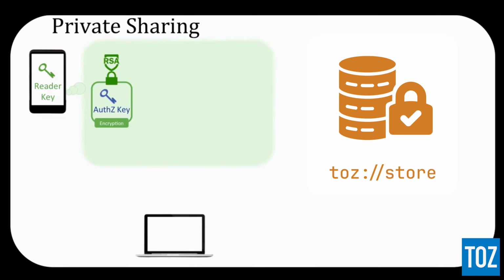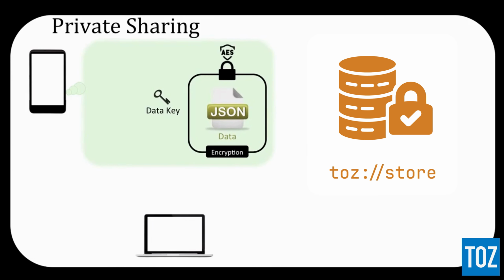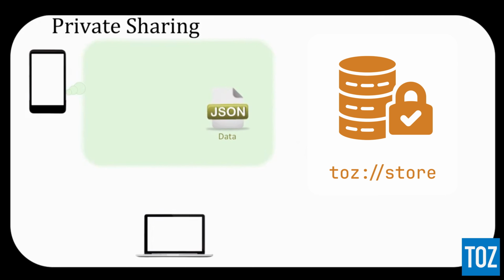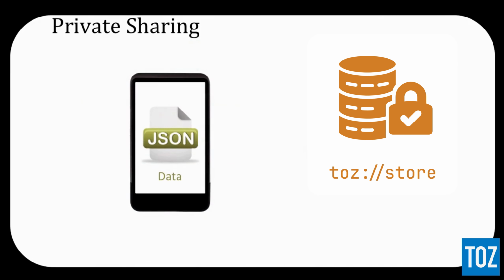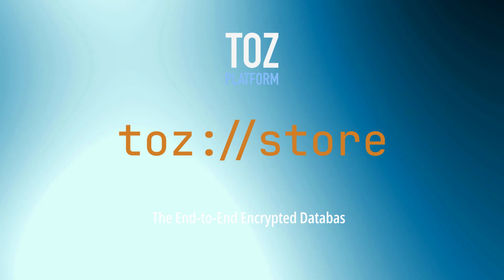They retrieve the encrypted authorization key and decrypt it using their private key. Then they decrypt the data key with the authorization key, and finally, decrypt the data itself with the data key. This is how TOZ Store, formerly known as E3DB, ensures secure encryption, decryption, and data sharing through end-to-end encryption.